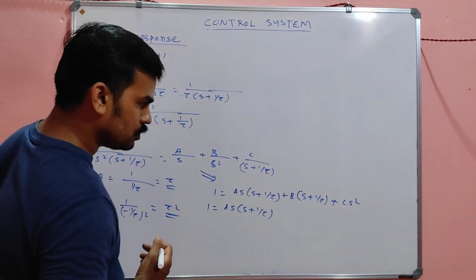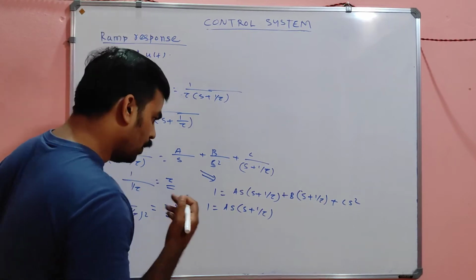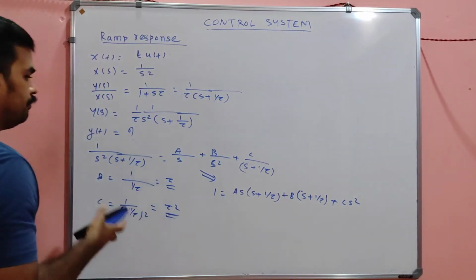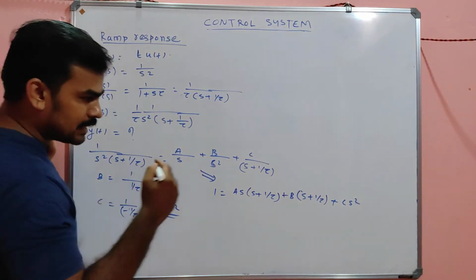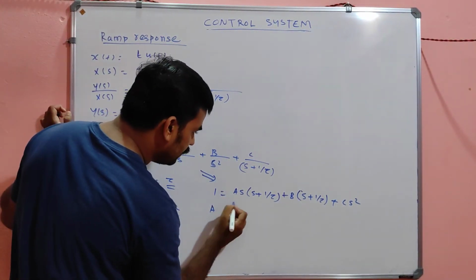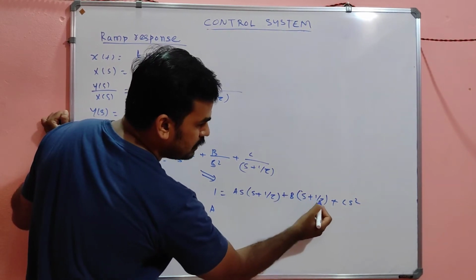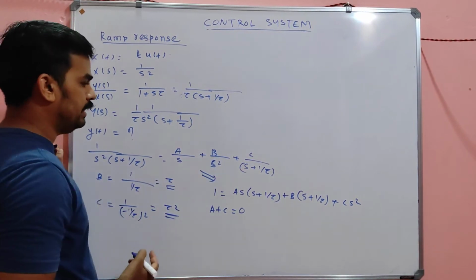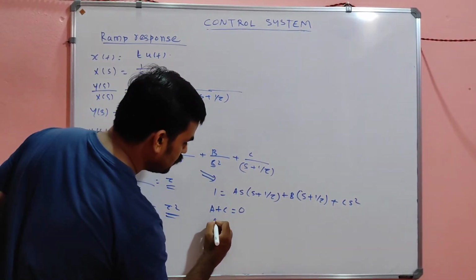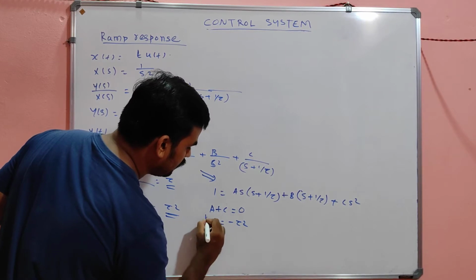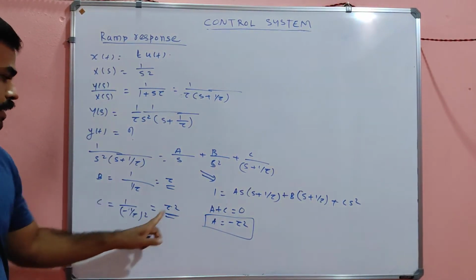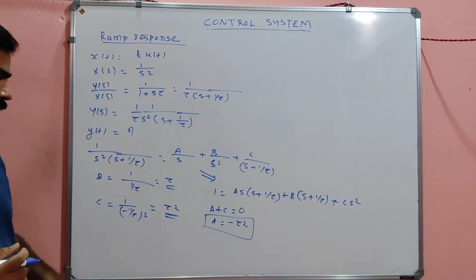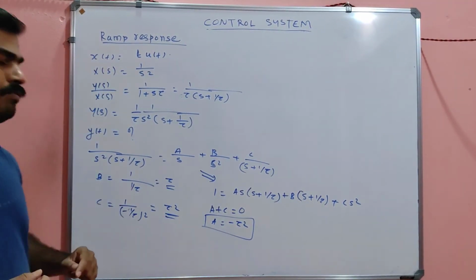See, compare the coefficients. Take the s square term. The s square term is nothing but A plus C. So A plus C is equal to what? 0. C you already found, right? C is equal to what? Tau square. So A is equal to minus tau square, simple. So A plus C is equal to 0 means A equals minus tau square. So now you got all the values of the constants.